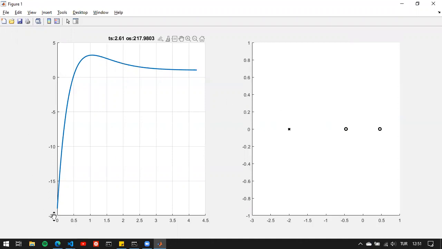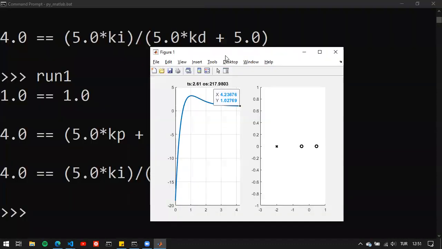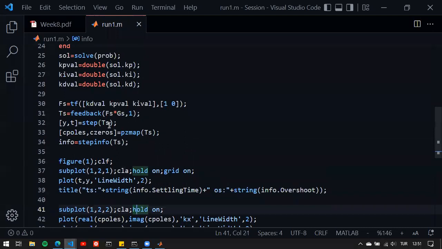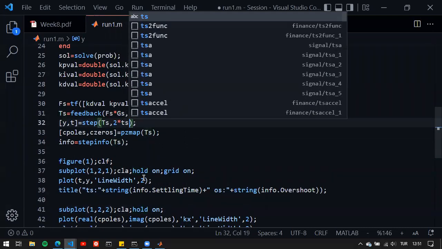And you can see that for some reason, the step response here starts at a negative value, and then we have a certain overshoot, and hopefully we have a steady state value of 1. Seems like we need a little bit more time here for the simulation. So let's have it 2 times settling time.